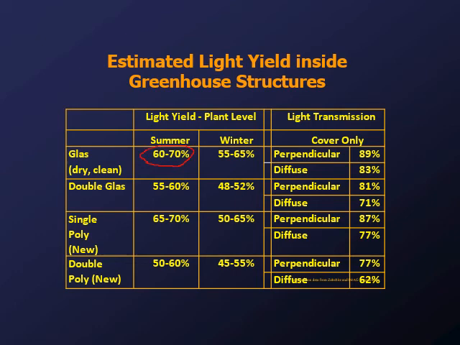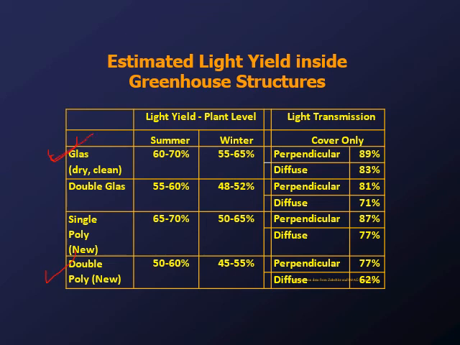Double glass, you don't see this very often, but 55 to 60. Single poly, 65 to 70. Not bad. It's almost the same as glass. It's actually maybe marginally better. Double poly, which of course is what you would have in a greenhouse, 50 to 60. So the two that are most relevant here are glass and double poly.